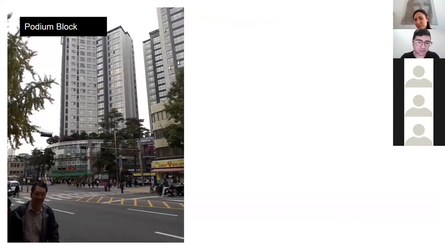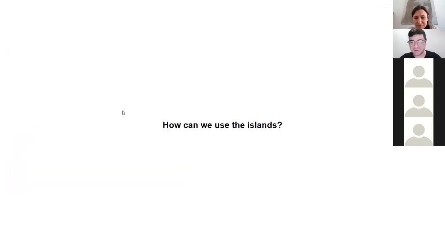This is a podium block. You can even see the trees on top of the podium. They're trying to build the same conditions of the apartment blocks, but on top of another deep block, on top of another building. And this one at street level has a lot of retail. And then on the podium level, it's the park for the towers in the green, right? Trying to build.